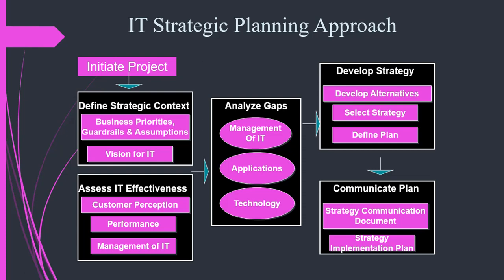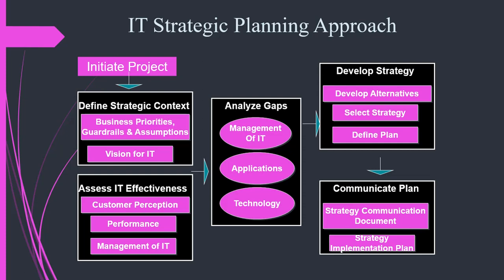So when we have looked at our strategic context and the effectiveness of our IT and systems and environment or governance at that time, then we start to analyze the gaps between what we have and where we want to go. So in analyzing the gaps, you look at the management of IT. Do we have the right management processes? Do we have the right people in place? Do we have the right applications and technologies that can help us to get to the next stage?